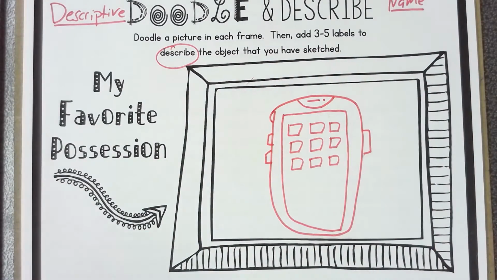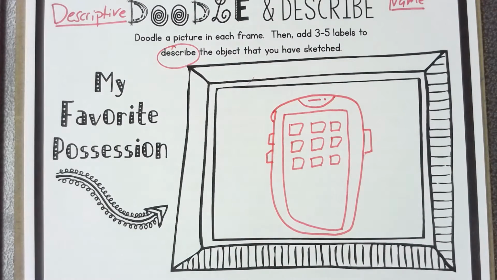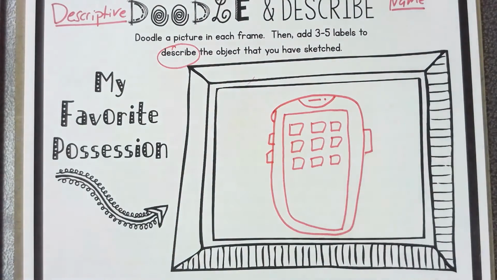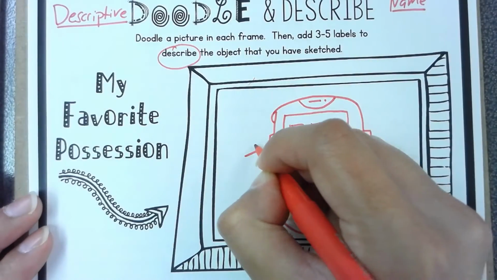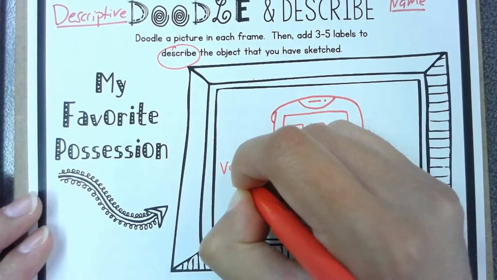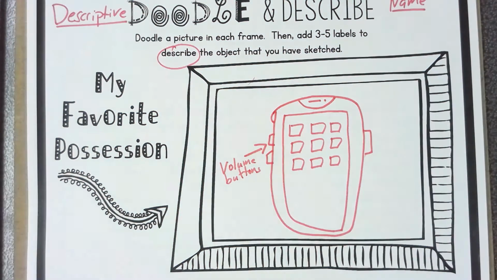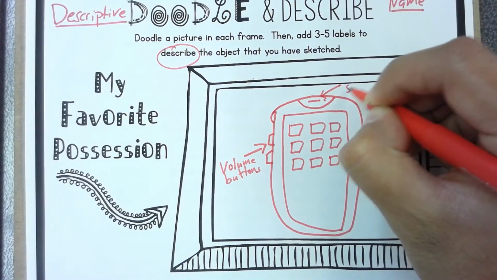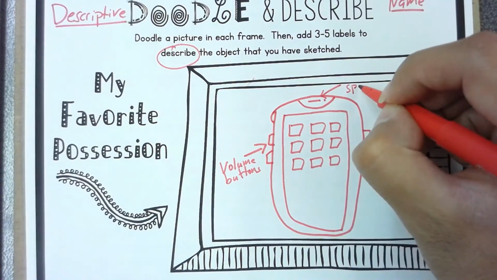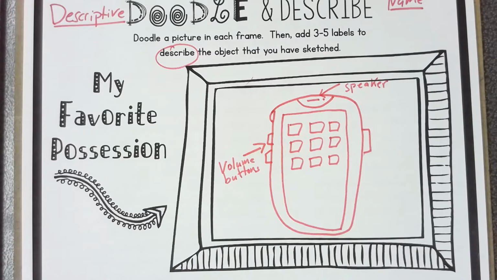So now it says add 3 to 5 labels. That means you have to label. You just learned about text features. This would be my diagram, and now I have to label the parts of my iPhone. So this right here would be my volume buttons, my first label. Then my speaker would be that little line right there. That's what the speaker is on the iPhone. And I have an iPhone XR, I believe.